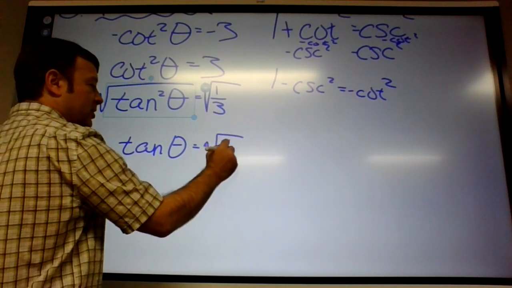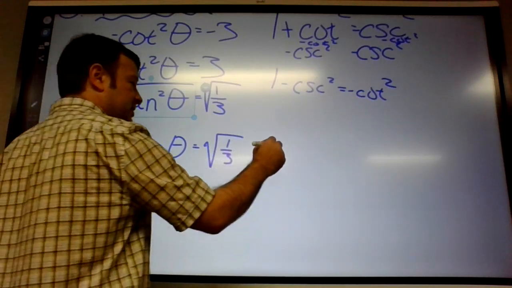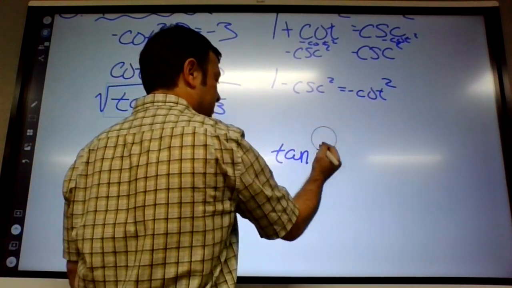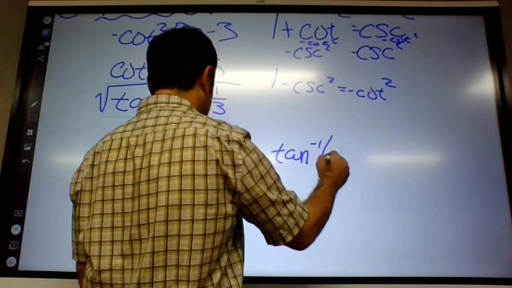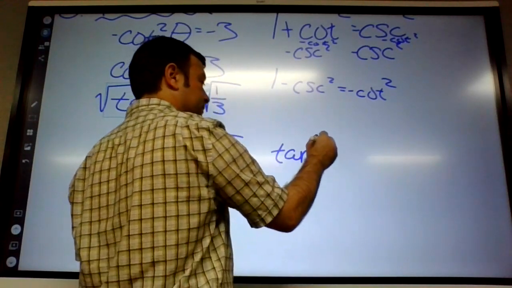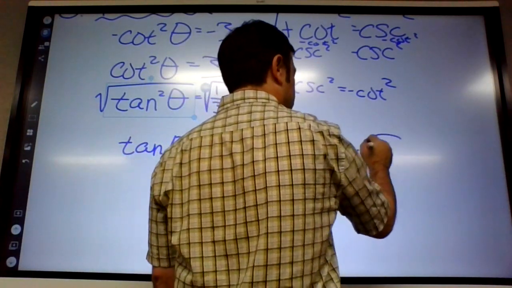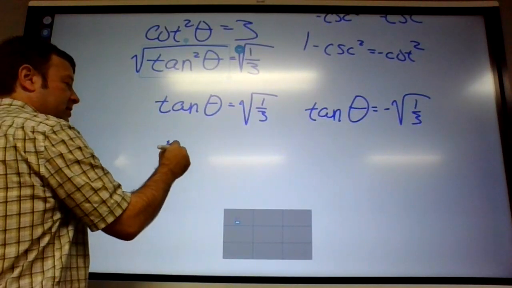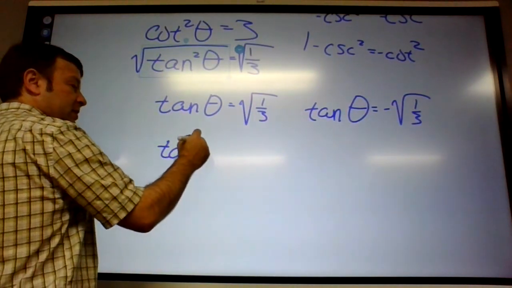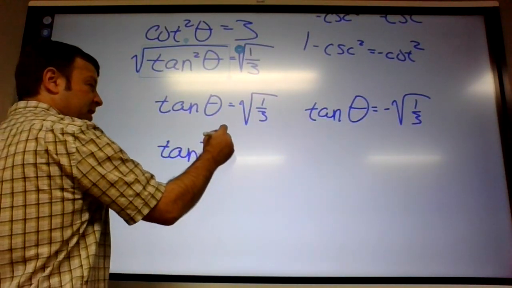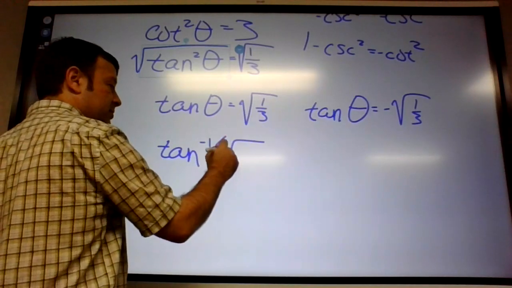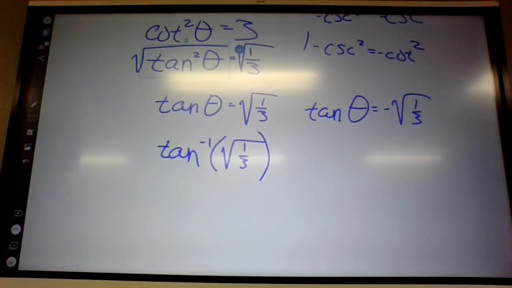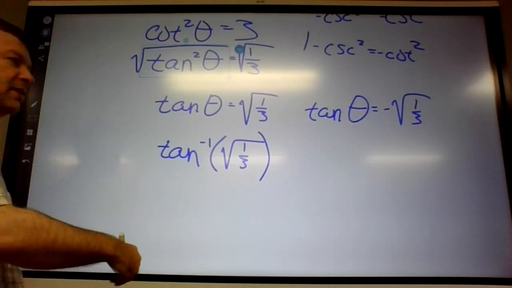All right, now square root of 1/3 simplifies, but it doesn't really matter because it's not the answer. Doesn't matter because that's not the final answer. We don't need to simplify it. So we need to do tangent inverse of the square root of 1/3. And then eventually also negative 1.